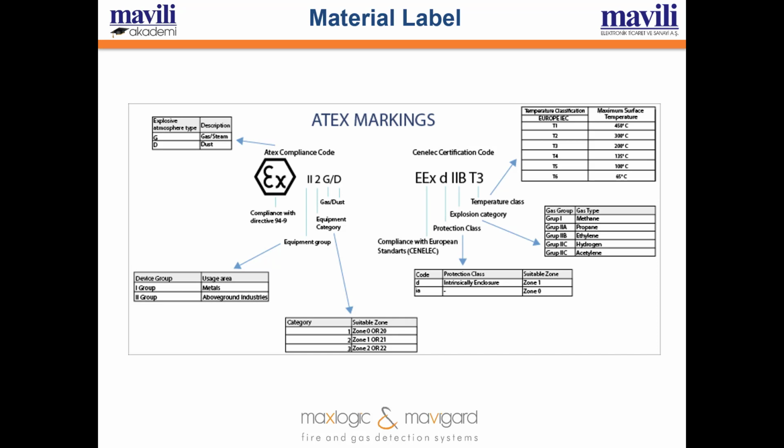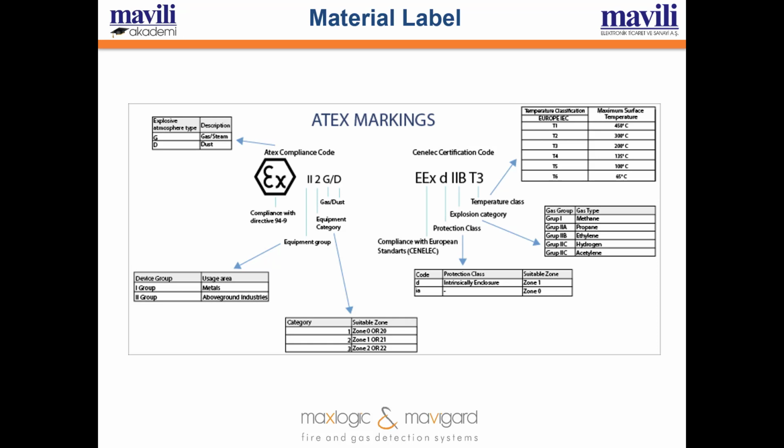For example, to detect a gas that explodes at 135 degrees, the surface temperature of the product we recommend shouldn't exceed T5. In case of an explosion, the T5 type product gives a maximum temperature of 100 degrees, which doesn't pose a danger to the gas exploding at 135 degrees.